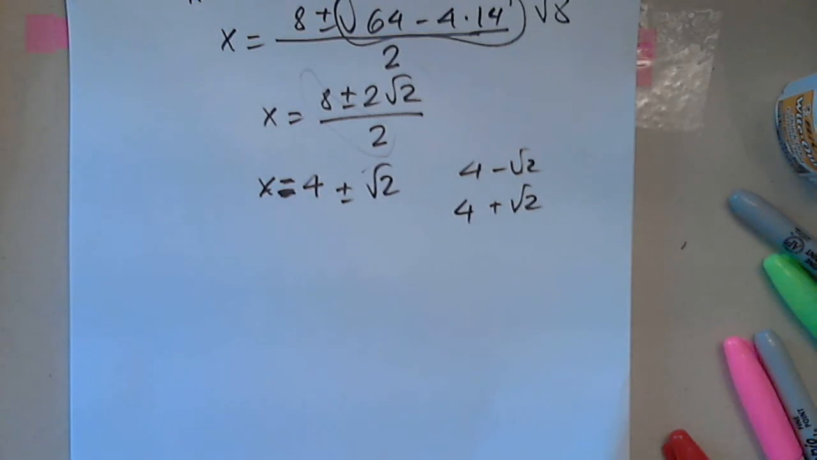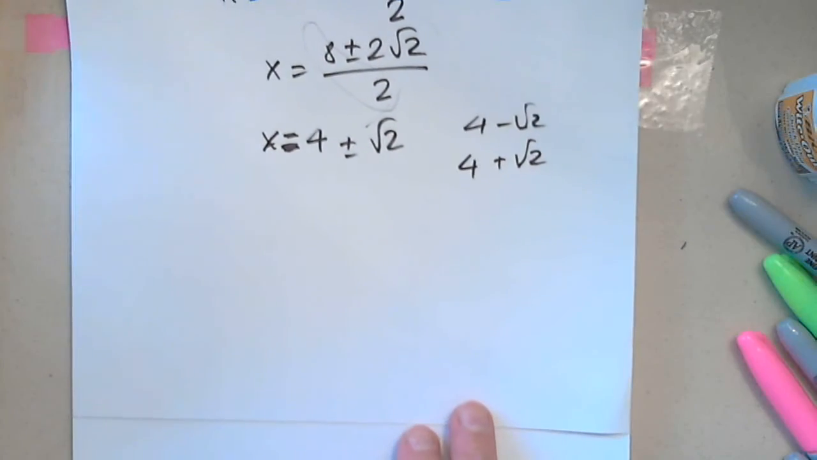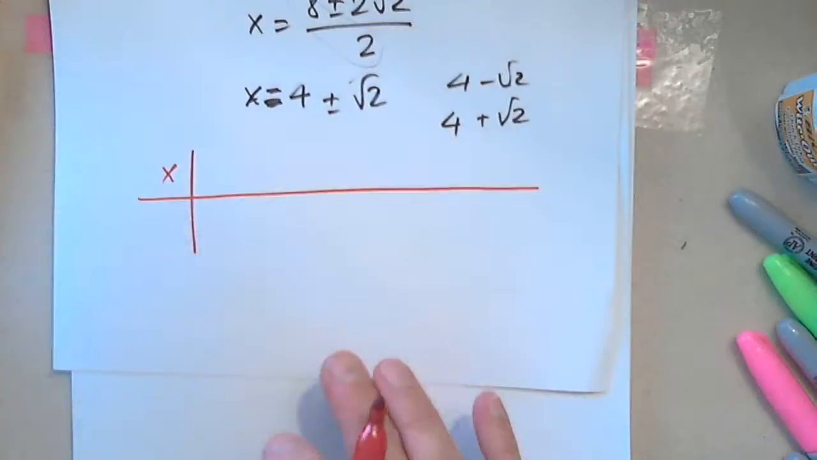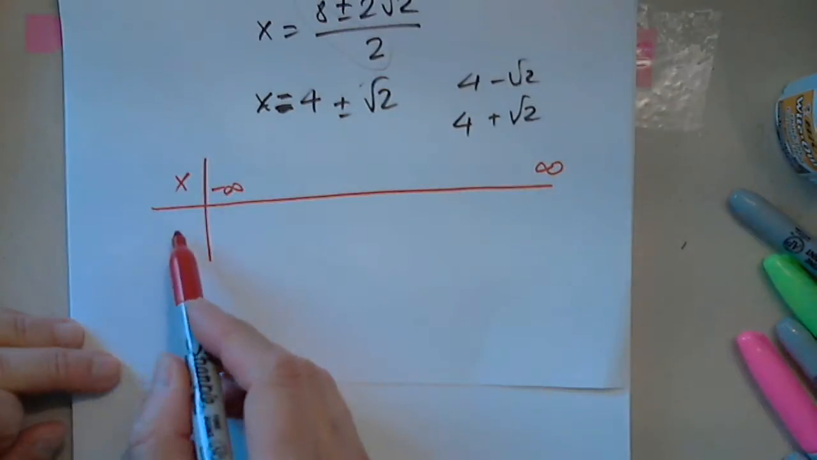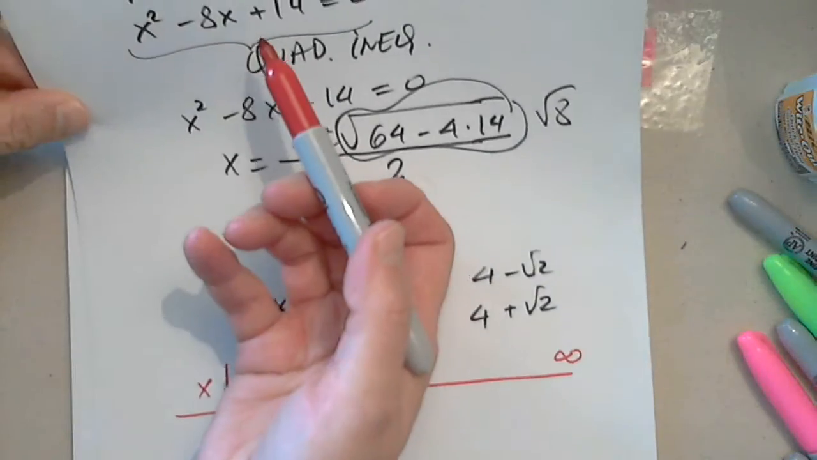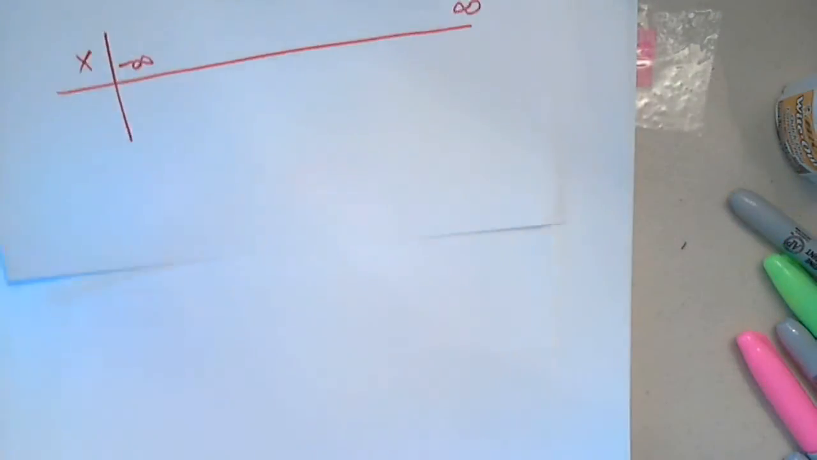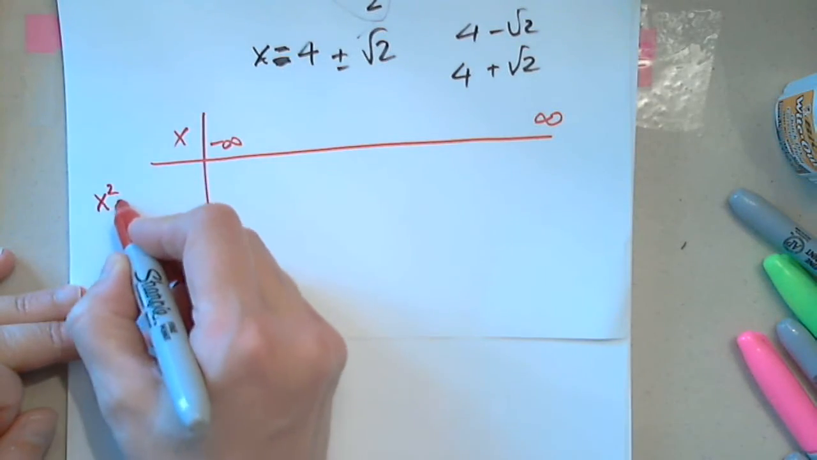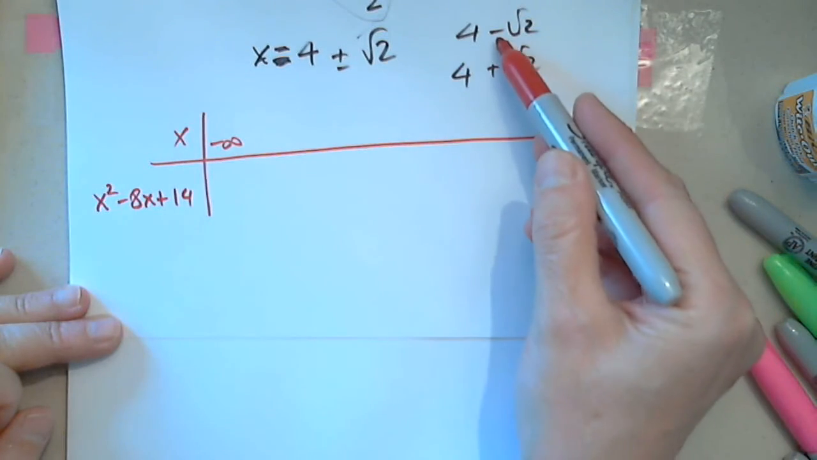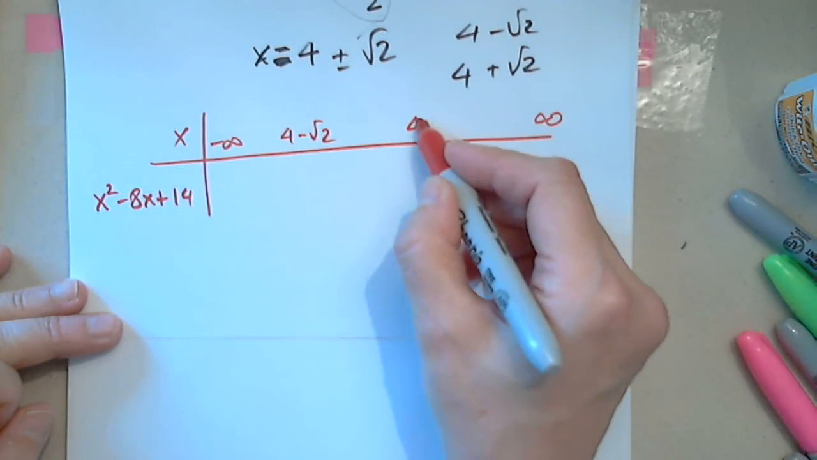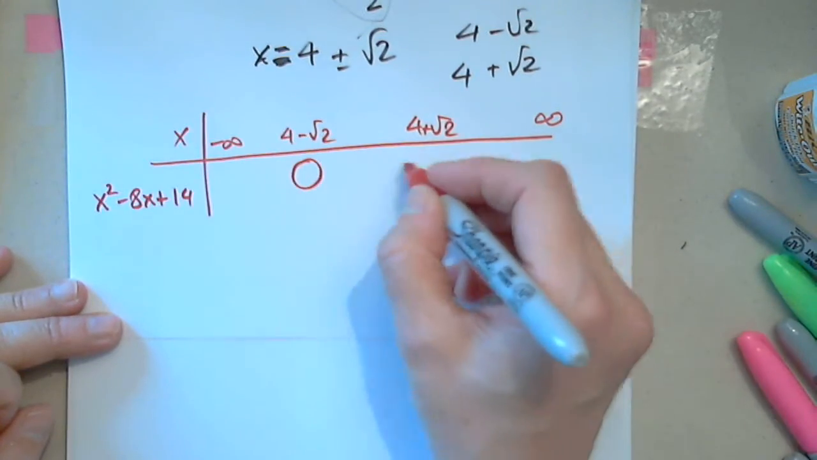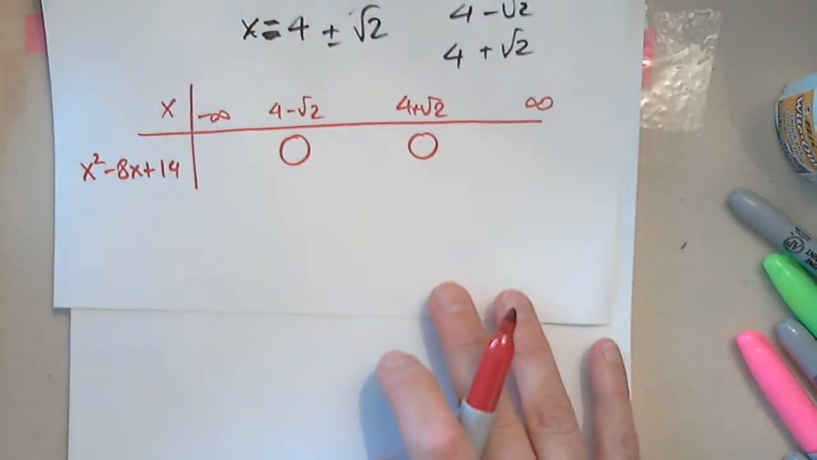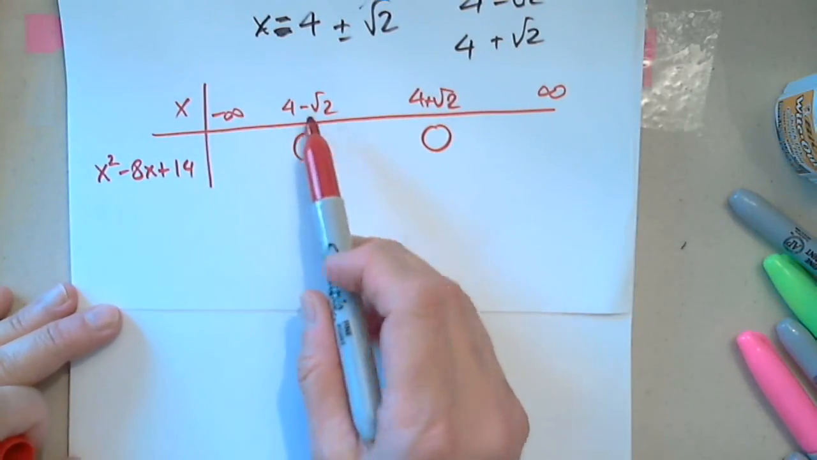So I can still create the table, and it's a very good question, Vinny. Thank you for bringing that up. So I have negative infinity to infinity. Here I'm not going to be able to present it in factored form because the function is not factorable. But I can write x squared minus 8x plus 14, put the smaller solution here, the bigger solution here, put the necessary zeros in between.